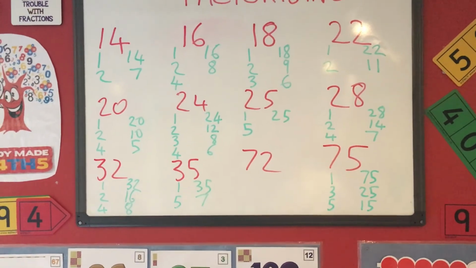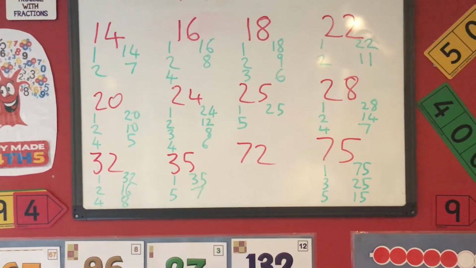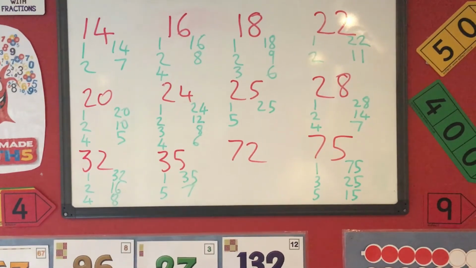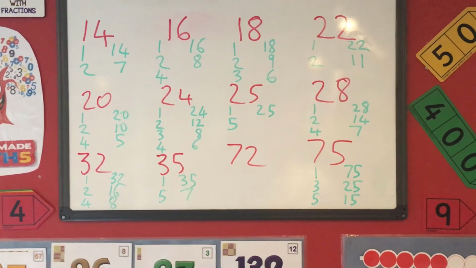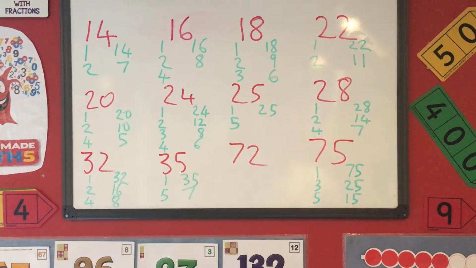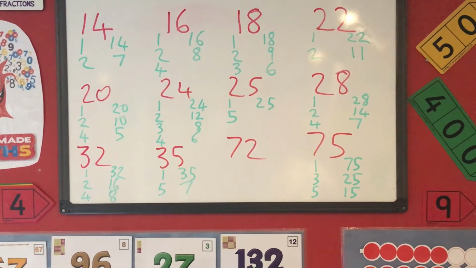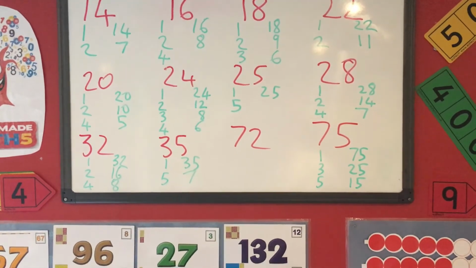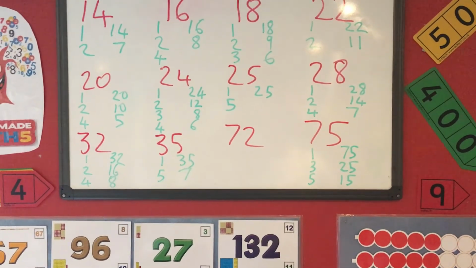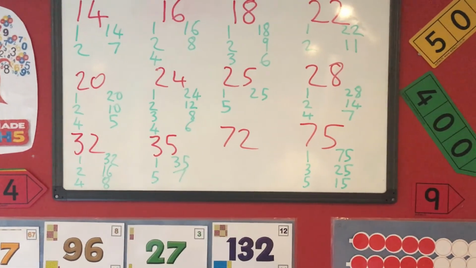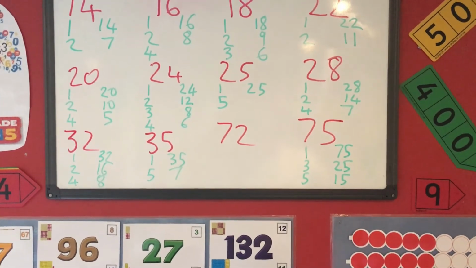24 has got 8 factors, as you can see there. 25 has only got 3: 1, 25 and 5. 28 has got 6 factors. Again, doubling and halving works really well there. 1 and 28, 2 and 14, and 4 with 7. 32 has got 6 factors. 35 has just got the 4. And 75 has got 6 factors. 1 multiplied by 75, 3 multiplied by 25, and 5 multiplied by 15.